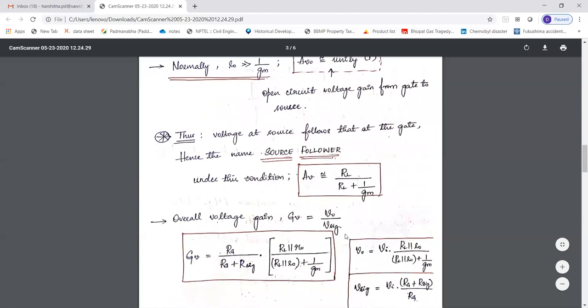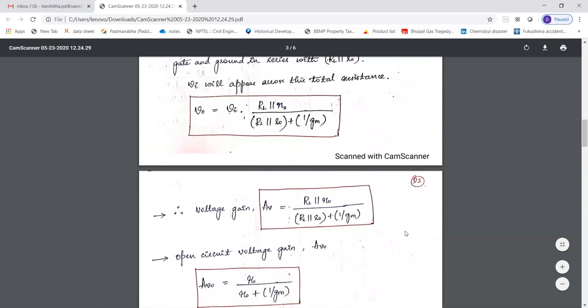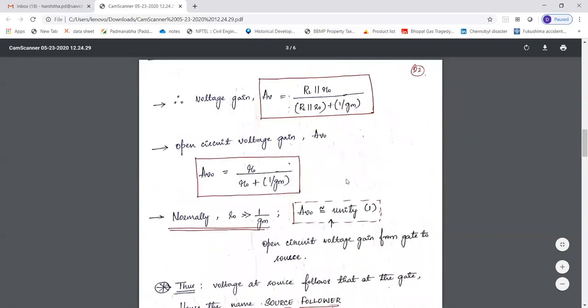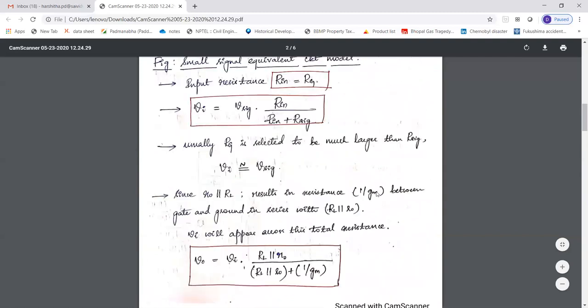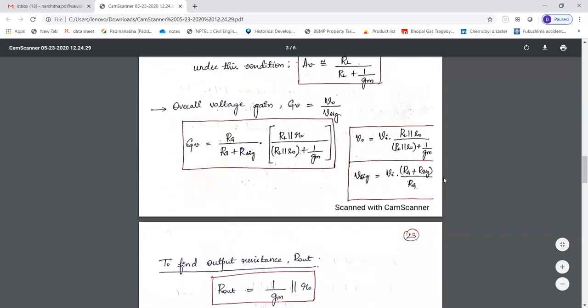Next, the overall voltage gain, meaning from the leftmost end to the rightmost end, from Vsig to RL. So Gv is equal to V0 by Vsig. Whatever we got for V0, that equation, divided by Vsig. Take from this equation, Vsig is equal to Vi into Rin plus Rsig by Rin. So Vsig is equal to so much, V0 is equal to so much. Just substitute and simplify, and you will get the overall voltage gain. Gv is equal to RG by RG plus Rsig into the parallel combination of RL and R0 divided by the parallel combination of RL and R0 in series with 1 by Gm.